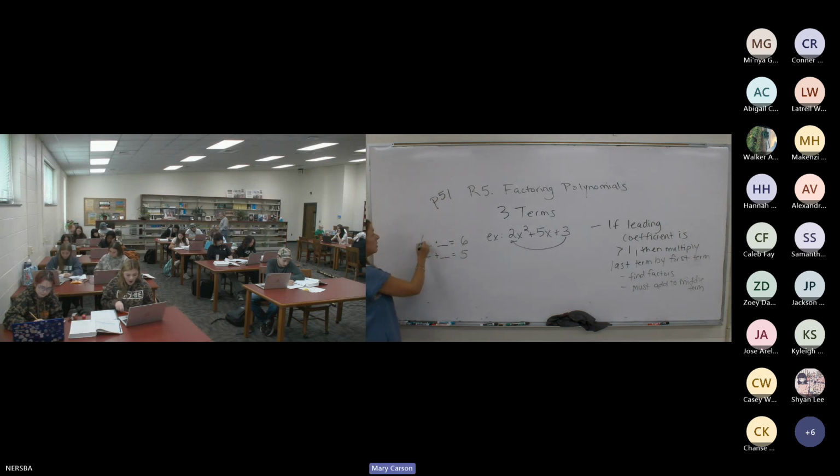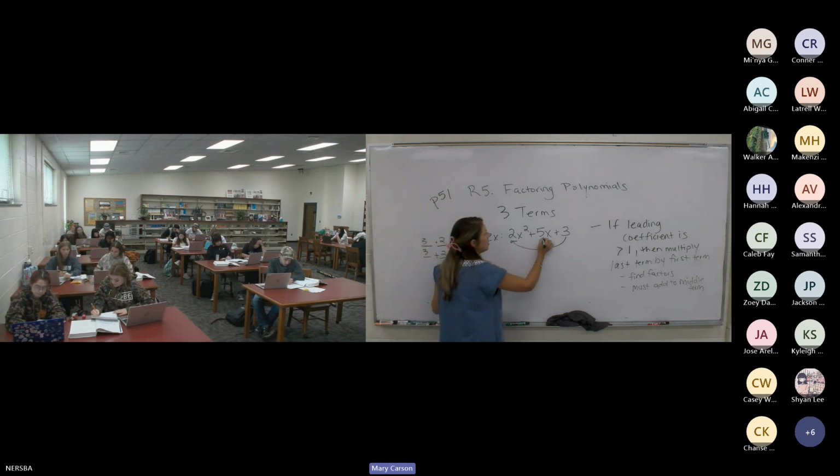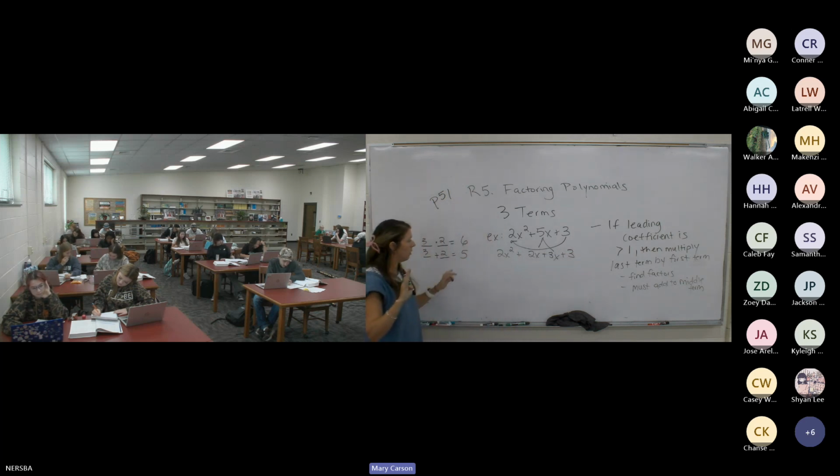All right, it could be 6 and 1, but one of these is going to have to be negative. So then that would work. So what else? 3 and 2. That would work, right? So that means now I'm going to create four terms from this. This will break up into a 2x and a 3x. So now I have 2x squared plus 2x plus 3x plus 3. I have four terms now. From this is where we get this.